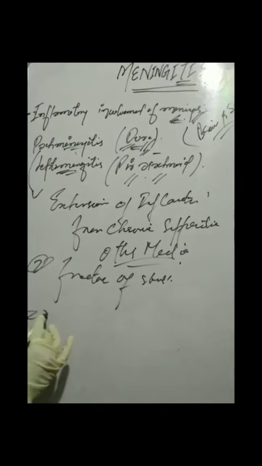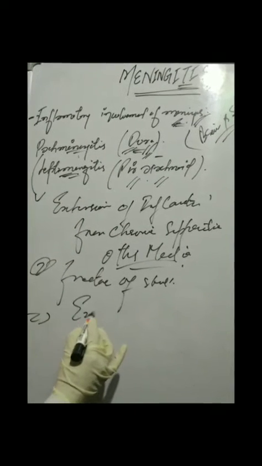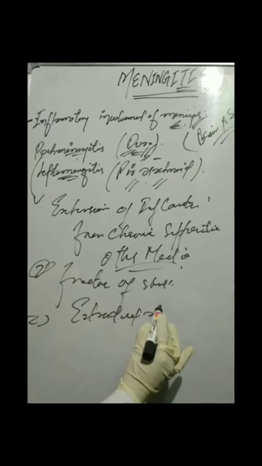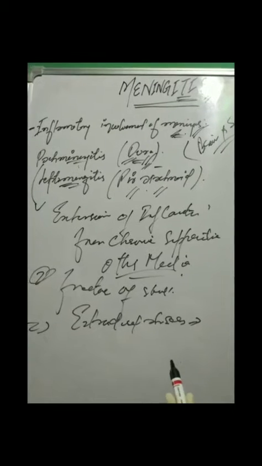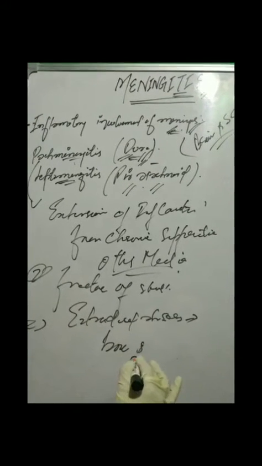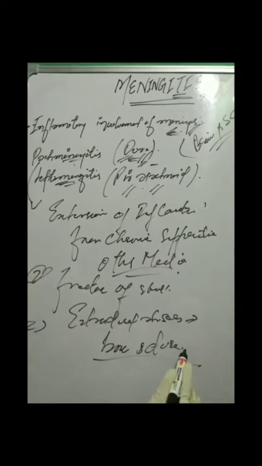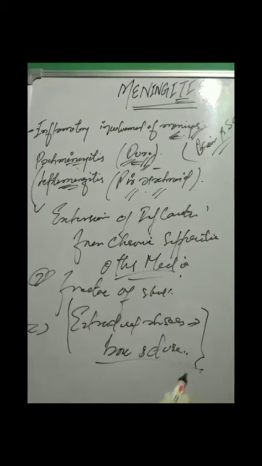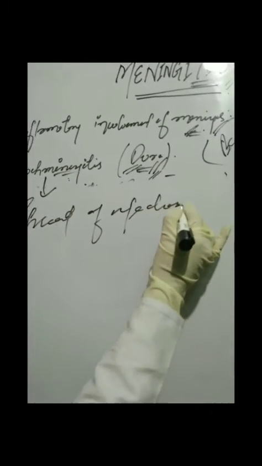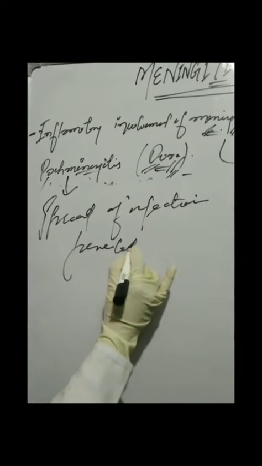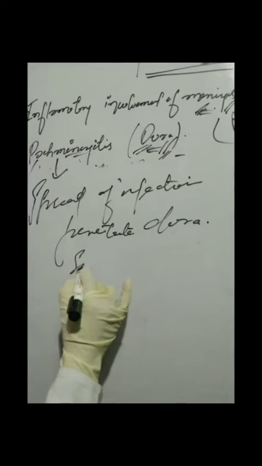Now, what will happen in pachymeningitis? An extradural abscess, okay? An extradural abscess may form between what? Between the bone and the dura, the periosteum and the dura mater. Now what will happen? The further spread of infection will do what? It will penetrate the dura, okay? And it will form a subdural abscess.